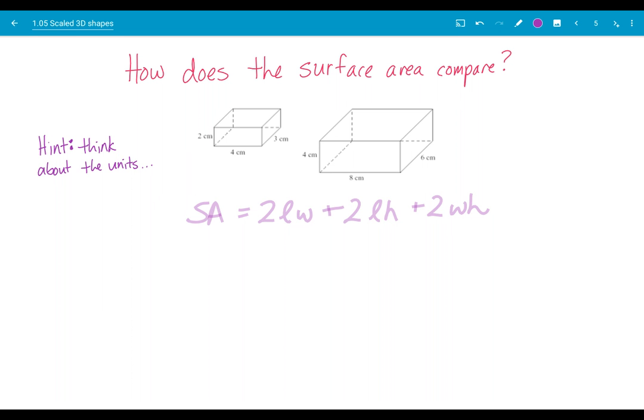Is it twice as large? Is it 4 times as large? Is it 8 times as large? Or some other new figure? Let me know. And a little hint is to think about the surface area units. Our final surface area is going to be measured in centimeters squared. That's my hint to you. I look forward to hearing your theories.